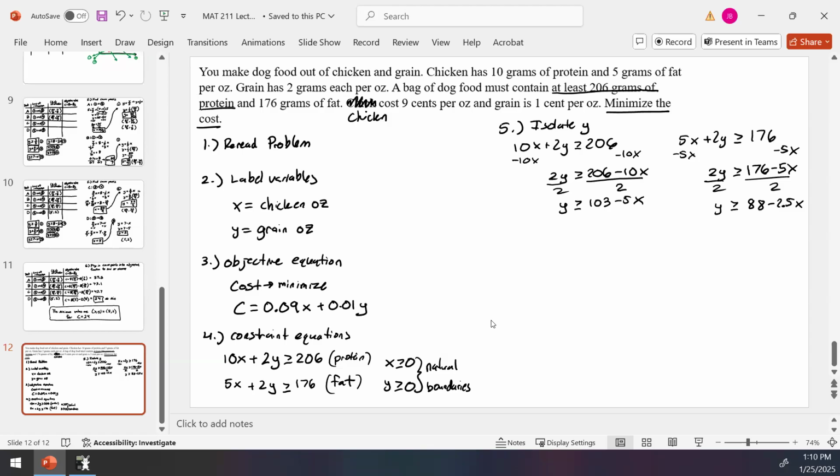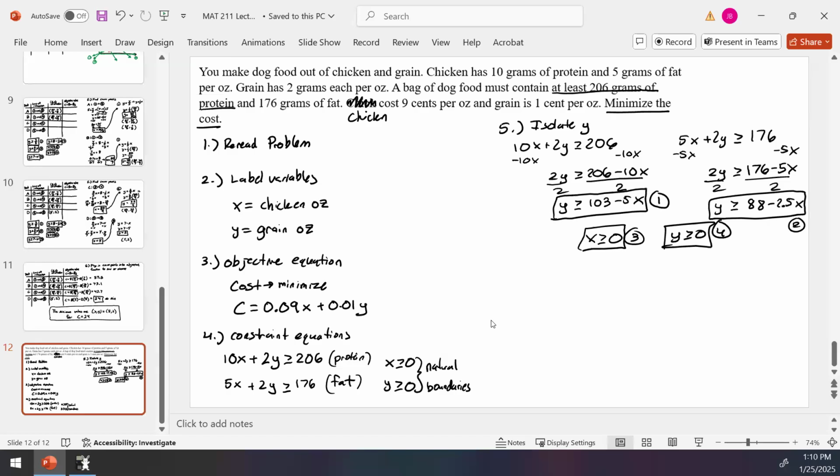So we have our equation number 1. And we have our equation number 2. And then we'll call this equation number 3 and equation number 4. Actually, I'll just write them over here. X is greater than or equal to 0. That's equation number 3. And then y is greater than or equal to 0. It's equation number 4. So now we can graph.